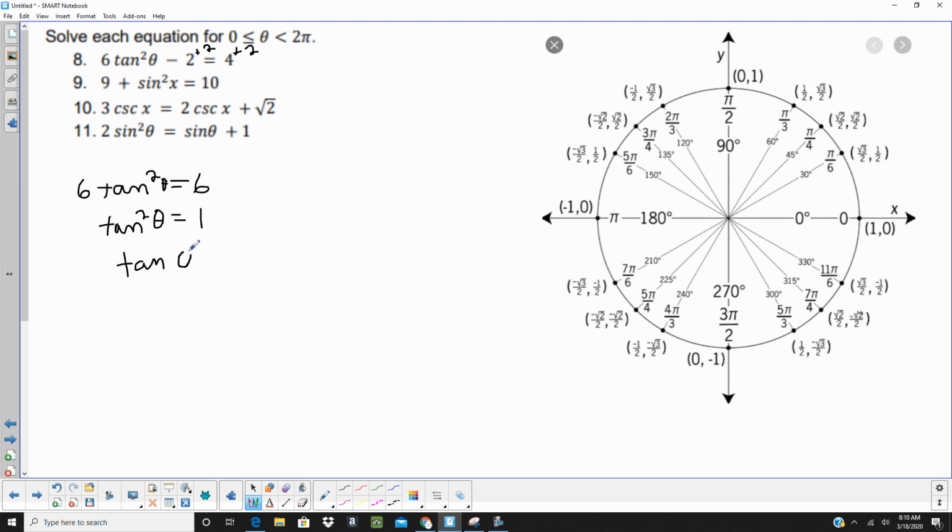Tangent theta equals 1. Well, that needs to be where my y-coordinate over my x-coordinate is going to equal 1. It's positive, so it's going to happen in quadrant 1. So on this one, it's going to be pi over 4. I'm not going to write that down. I'm just going to say it. Pi over 4. And right here, because a negative divided by negative is positive. Anything divided by itself is positive. 5 pi over 4.